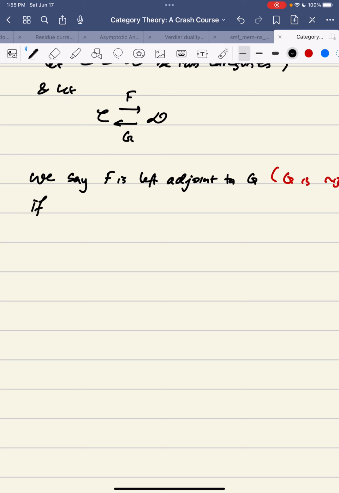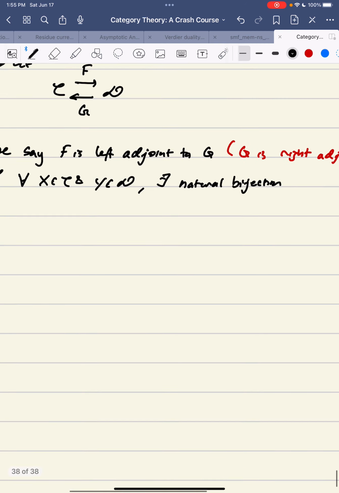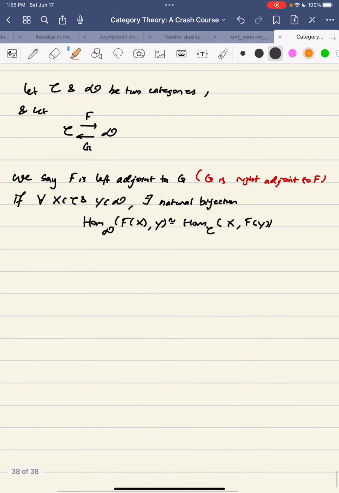So if for all x in the category C and y in the category D, there exists a natural bijection of Hom sets between the categories. So what we say is the set of homomorphisms in the category D from F of x to y is in bijection with the set of homomorphisms in C from x to G of y. This is our main definition here.